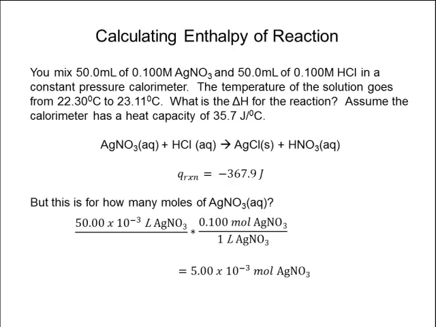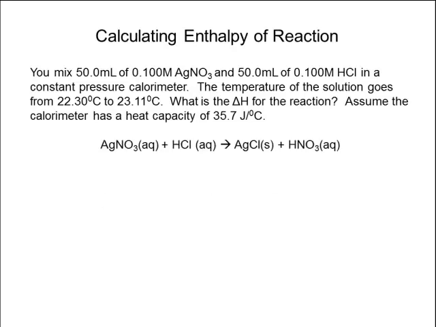Is that 1 mole of silver nitrate? No. So that many moles of silver nitrate in this reaction produced a negative 367.9 joules of heat. We need to know how much heat is produced for 1 mole. So in order to calculate delta H for this reaction, we take our heat, our Q of reaction, divided by the number of moles used in that reaction.